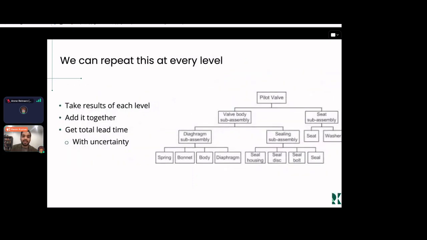So I just talked about this slide here, and this is what's called a bill of material, and this is one for what looks like a valve. And so the same idea, that if you're going to build a pilot valve, there's all these different parts. These all take time. You can estimate the different lead times, add them together, and you end up with the total lead time for a pilot valve.